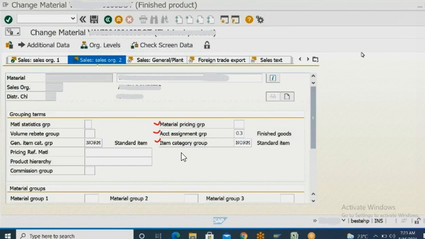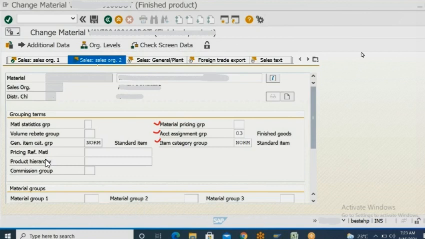Next we'll discuss item category group. This field is one of the parameters to determine item category in the sales document. For standard items we have item category group as NORM. For third party we have item category group as BANS. For IPO materials we have item category group as BANC, etc.